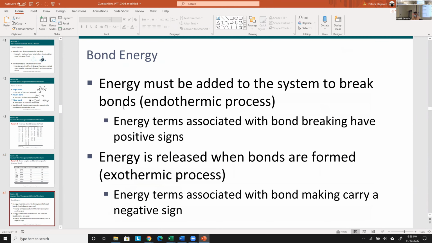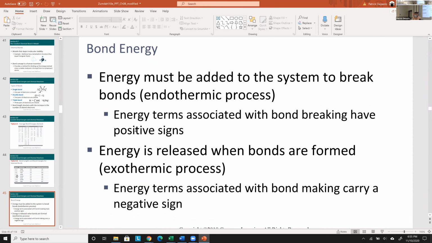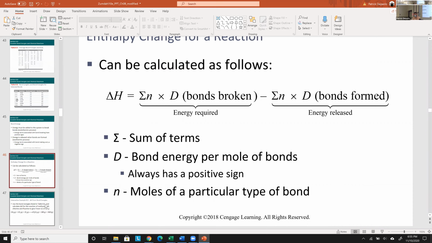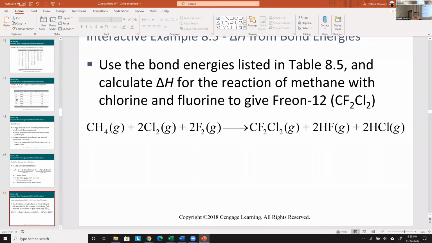Okay. So bond energy, here's what we're going to get at. We're going to end up with chemical equations like this, and we're going to have to figure out the bond enthalpy. So remember, here comes enthalpy again. We're going to have to figure out the bond enthalpy of formation of the products from the individual bond energies.